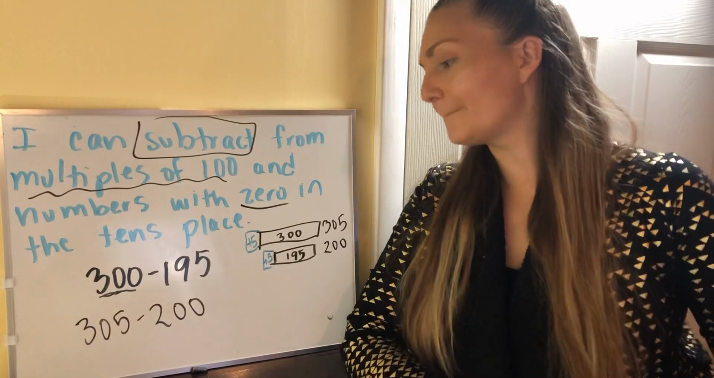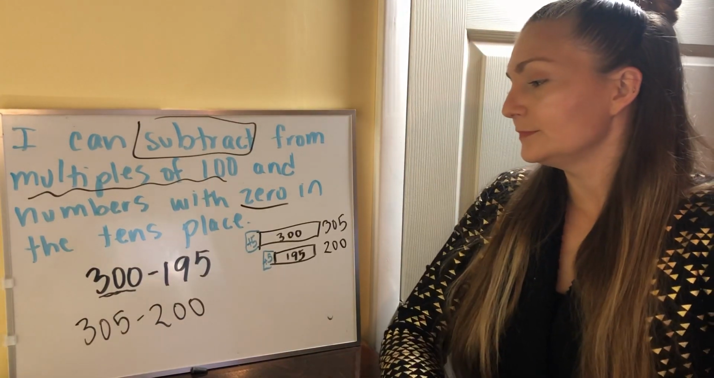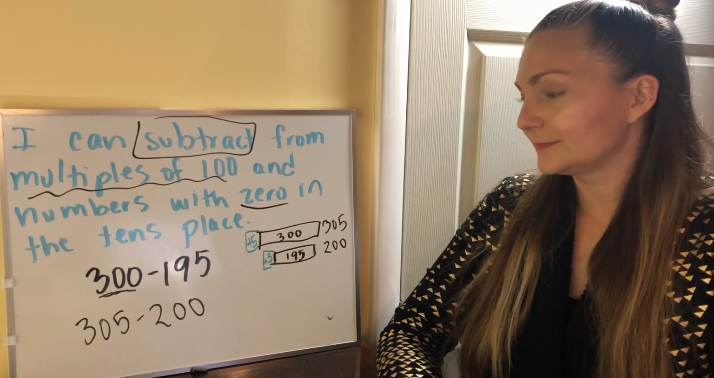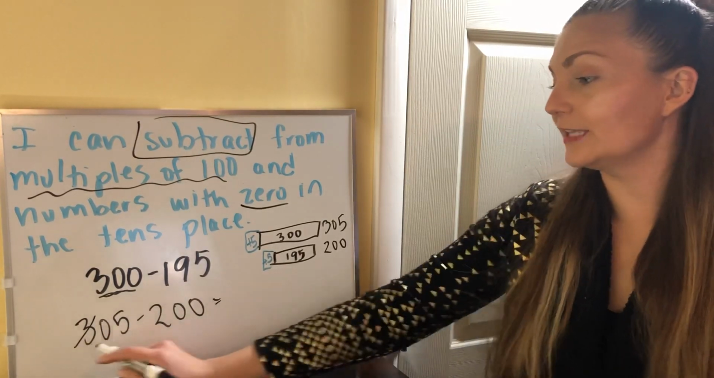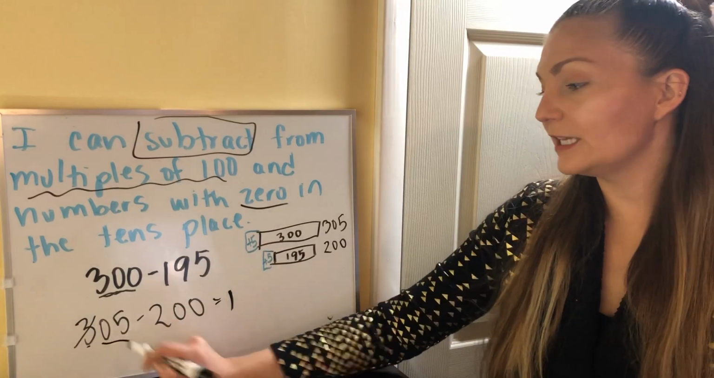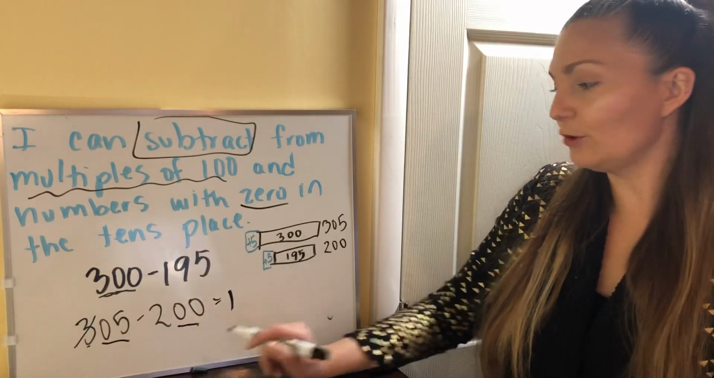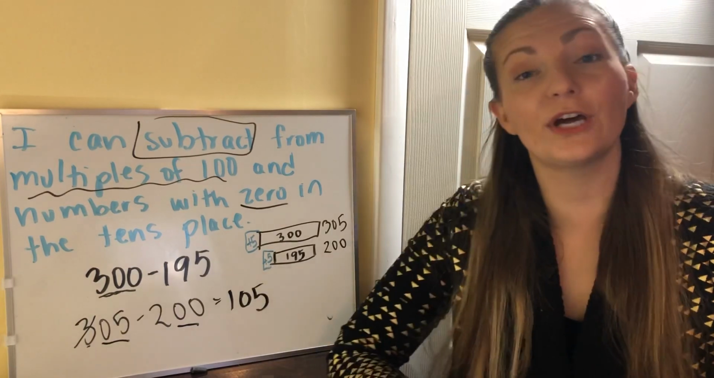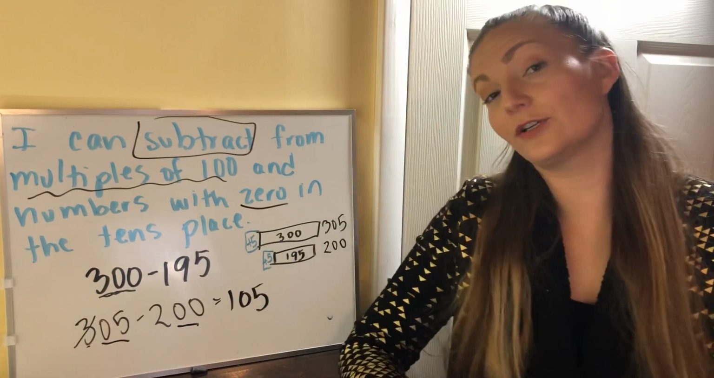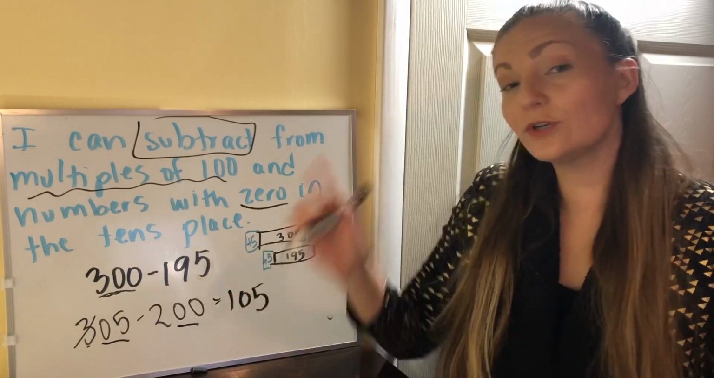What would you do? You would just take 200 away from here, and you would have 100 left. Would you do anything to these? Nope. So what's our answer? 105. And we didn't have to use a long strategy for that. We just added 5 to it. You could do that in your head too.